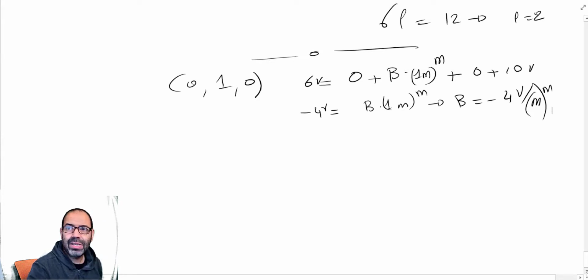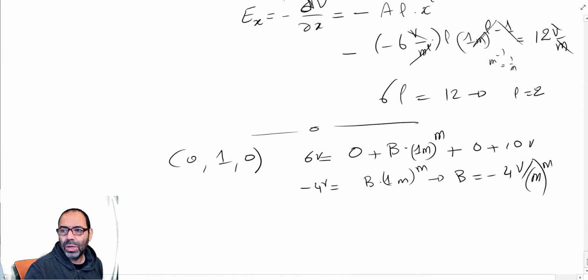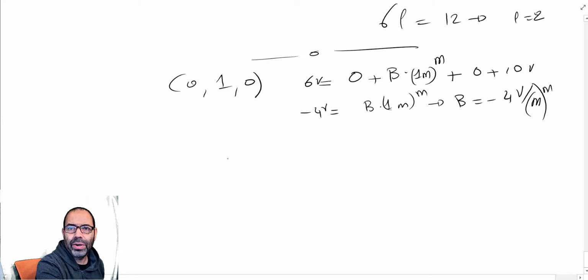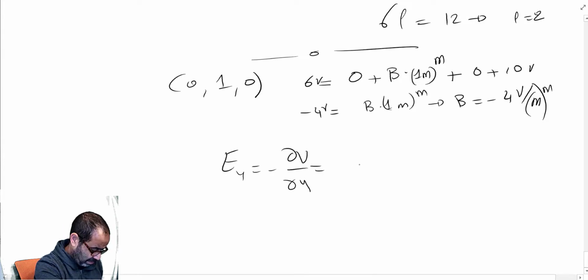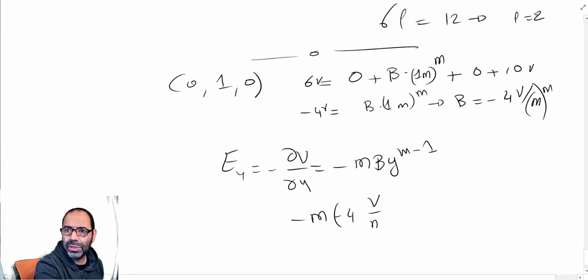Now we're going to find the electric field in a similar fashion by taking the derivative with respect to y. And again, the only term that's going to be left is the second term, which involves y. So it's going to be minus m b times y to the power m minus 1. And according to that point, it's minus m times minus 4 volt per meter to the power m. This m and m are the same, but this one is a unit for distance, okay?